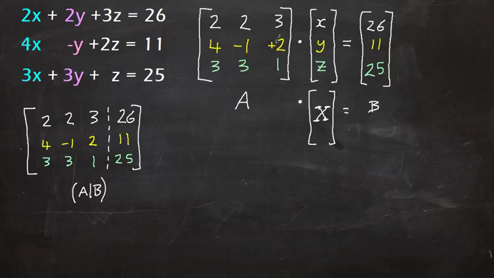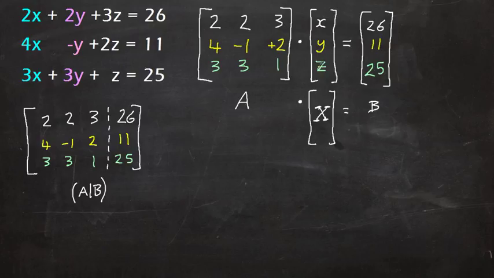Then we want to get two numbers in another row with a zero, and then we want to get three numbers in a third row. It doesn't actually matter which rows have which numbers, although there is a standard way of doing it, and I'll do it that way. But what we want is two zeros here and a number here so that we can work out what one lot of z is.